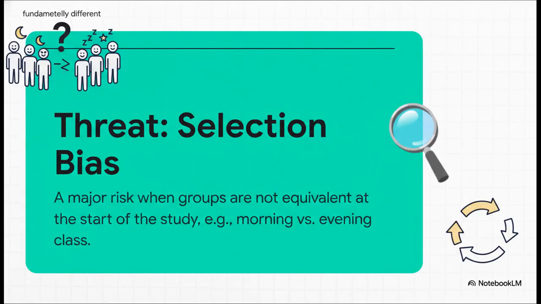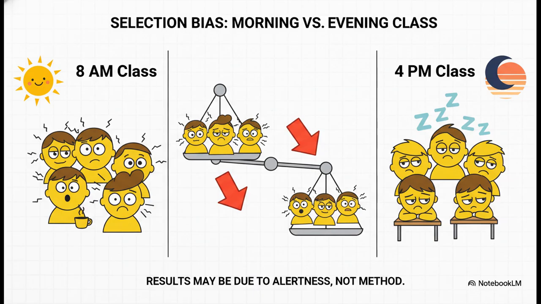And finally, we get to what's probably the biggest, meanest threat of them all for quasi-experimental designs, and that's selection bias. This is the big risk you run when you can't do random assignment. It means your two groups might have been different from each other in some really important way right from the start. And here's the classic example.